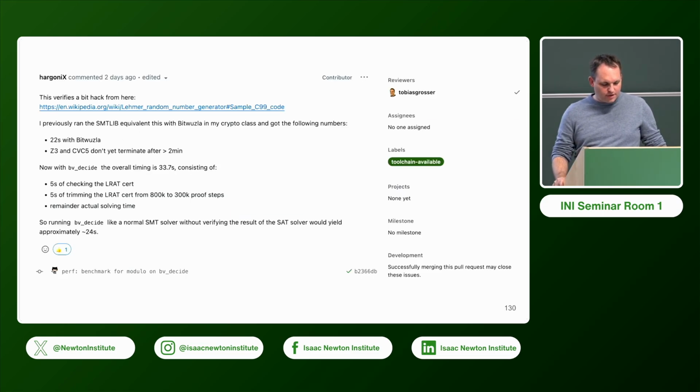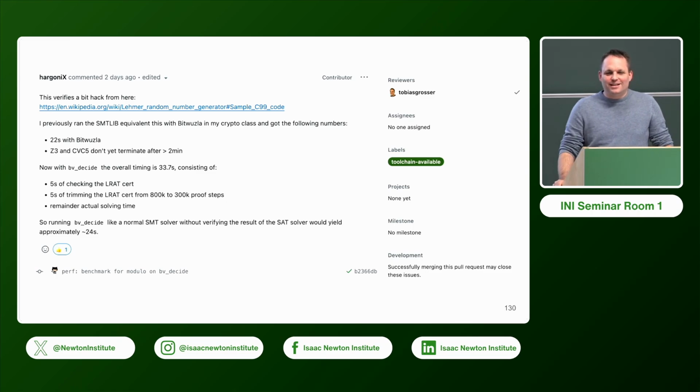It's only two days ago that Henrik posted that we added division support, and for one specific crypto example, we are faster than Z3 and CVC5 by quite a bit. Bitwuzla takes 22 seconds for this specific example. I think we take, depending on how you measure, between 24 and 33 seconds. Obviously this is very much research work in progress. That's not a performance evaluation. It's a very simple single data point, so I'm not sure you want to take any conclusions from that. But the main thing is the bit blaster works. It's proven, so I hope it's relatively bug-free.